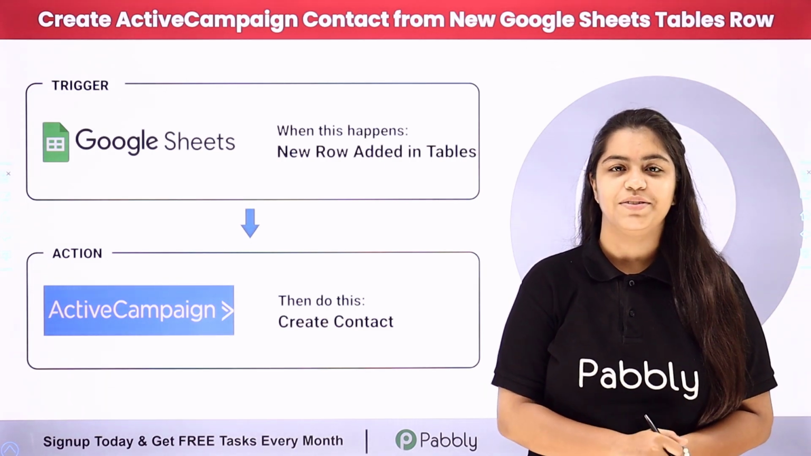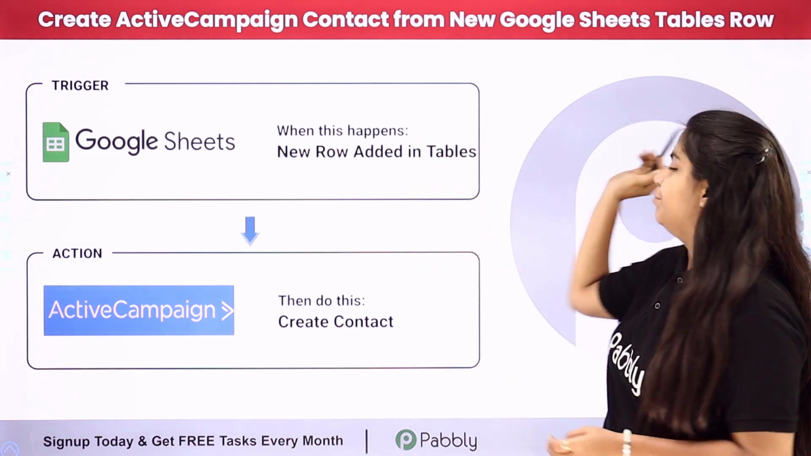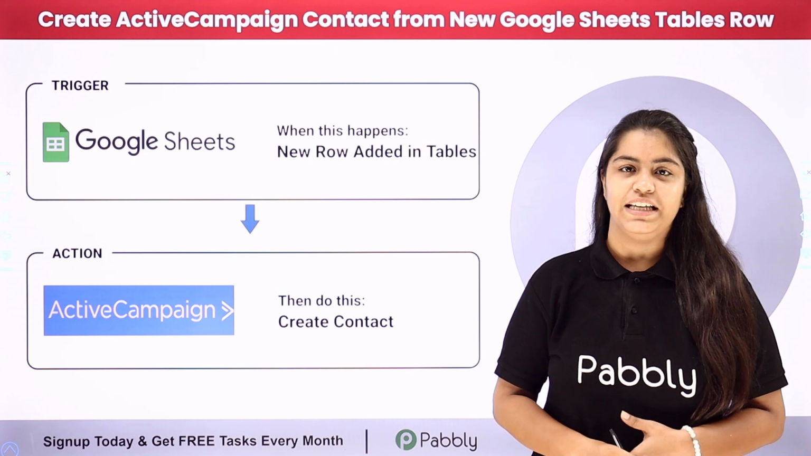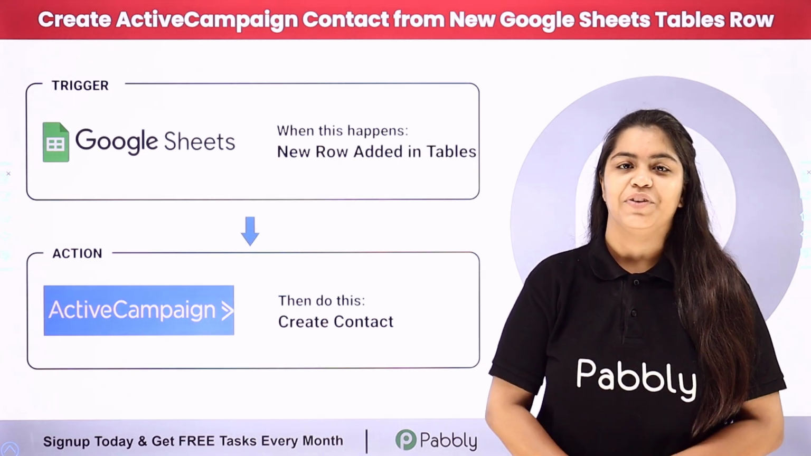So in this video we are going to understand how to create an ActiveCampaign contact from a new Google Sheets table row. Are you also managing your leads with the help of your Google Sheets account? Then this video is definitely for you. So over here I'm doing the same.